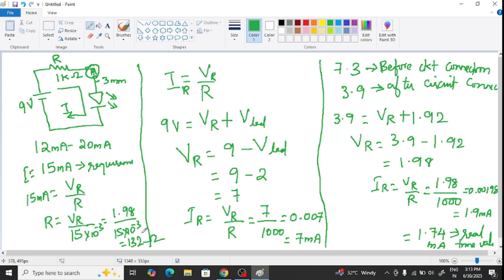But this 132 ohm resistor is only for the circuit with a 9 volt battery, which is having only 3.9 volt after connecting it to the circuit. In case you are taking a different battery and that battery is having a different voltage after connecting to the circuit, you have to take that voltage. So be clear with that point.